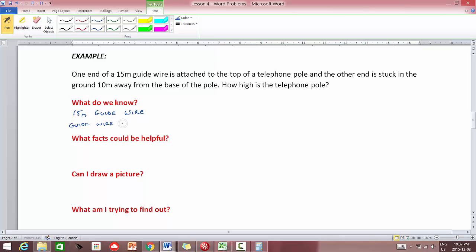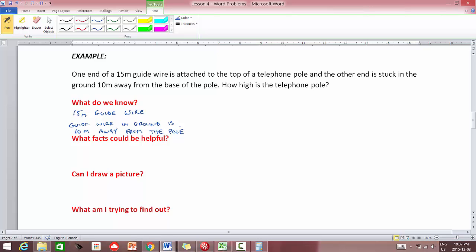So guide wire in ground is 10 meters away from the pole. Okay, and if you're not sure what a guide wire is, it's just something that sort of stabilizes really tall objects. It keeps them from going too far to one side, and usually you have a few guide wires going to either side of it.